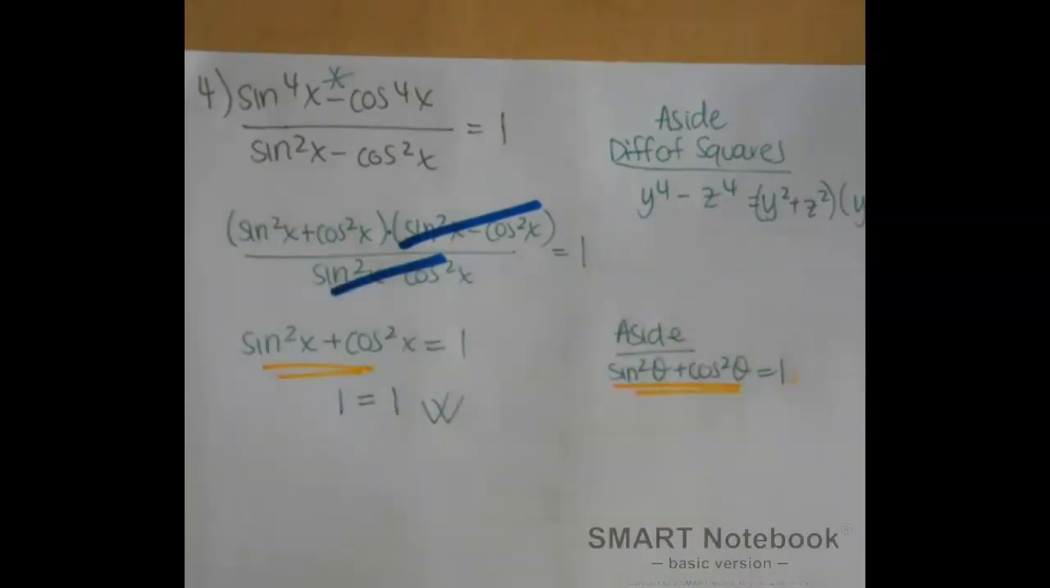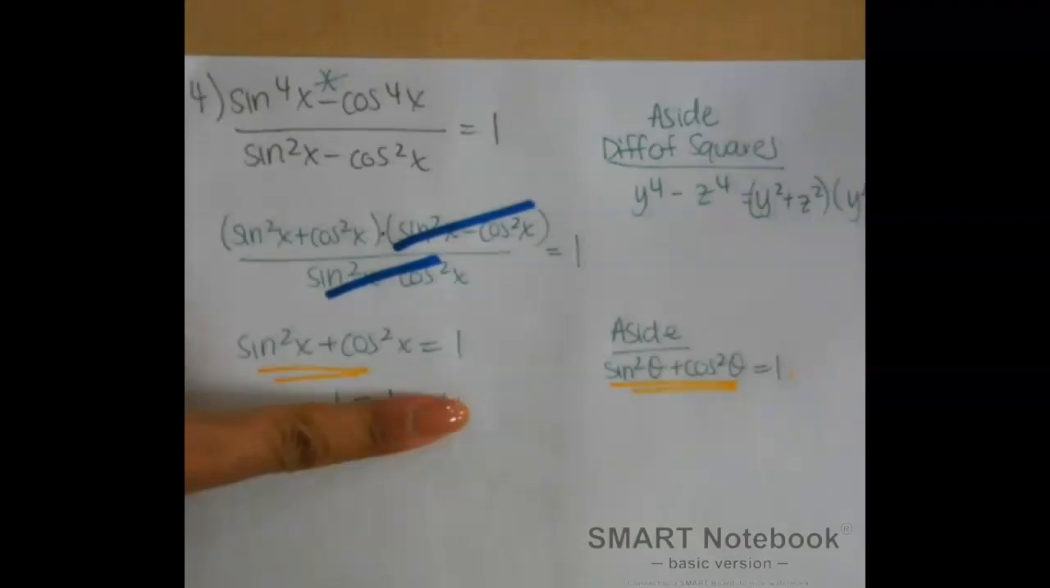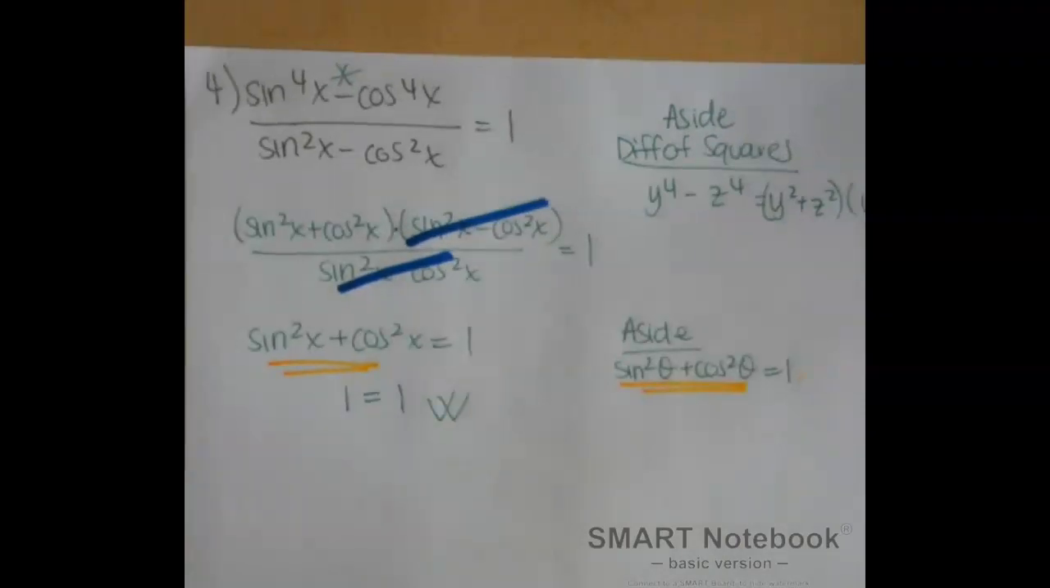You have to replace it, guys. Don't just leave it at this step and say, oh, Ms. Tapia, I'm done. No, you're not. You need to actually show me how sine squared x plus cosine squared x equals 1. You have to show me that step. Give me a nod or shake. Is this okay? Okay.